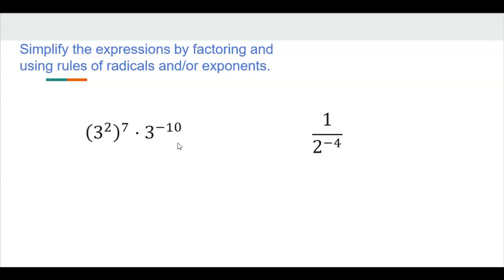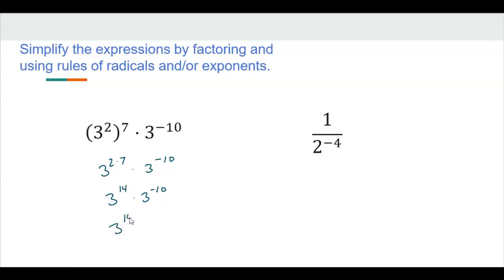Pause the video, see if you can do this first one on your own, and then see if you get the same answer. So we can multiply the 2 and the 7. A power raised to another power is going to be multiplying the exponents. So we get 3 to the 2 times 7, and then we'll just bring this expression along, times 3 to the negative 10. 2 times 7 is 14, so this is 3 to the 14th times 3 to the negative 10. When we multiply with the same base, that means we can add the exponents.